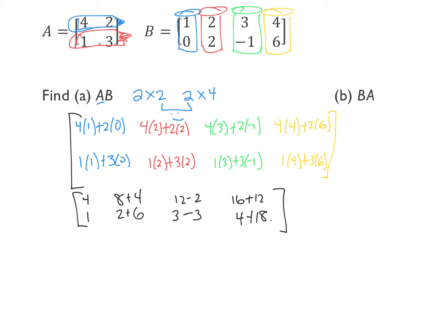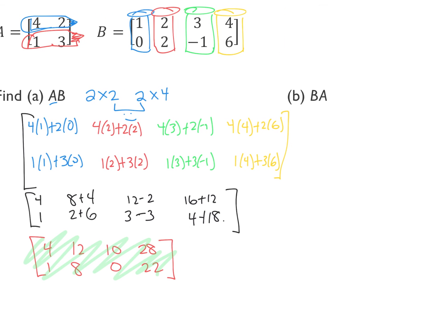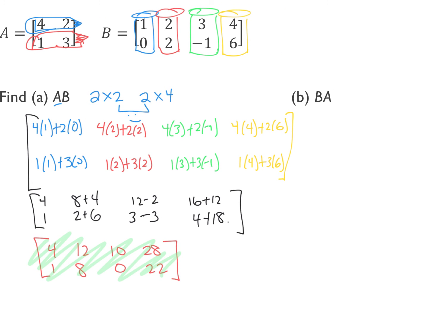Okay, final step, clean up the whole thing. 4, 12, 10, 28 is row 1, and row 2 is 1, 8, 0, and 22. And that's it. That's our product. Our final answer. Okay, if we look at B times A, we know for matrix B, we have an order of 2 by 4, and for matrix A is a 2 by 2. So because these don't match, we cannot multiply.